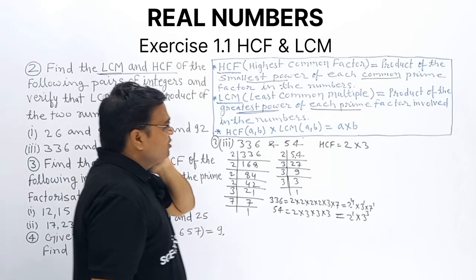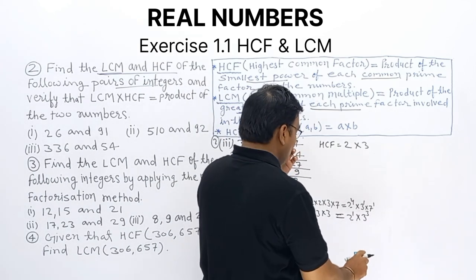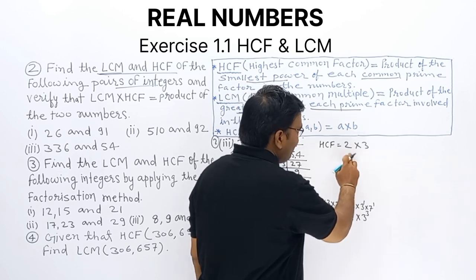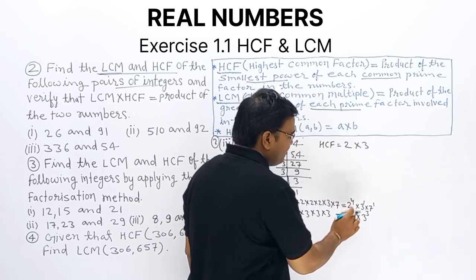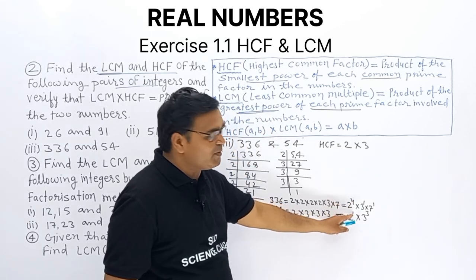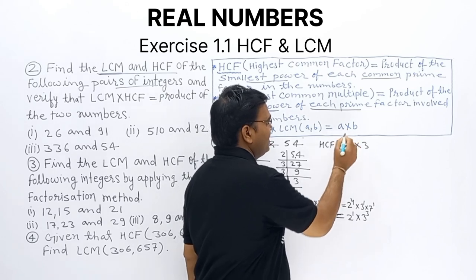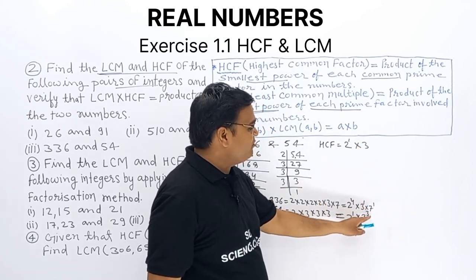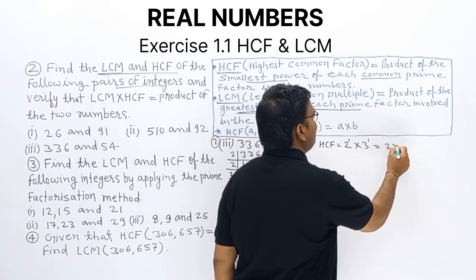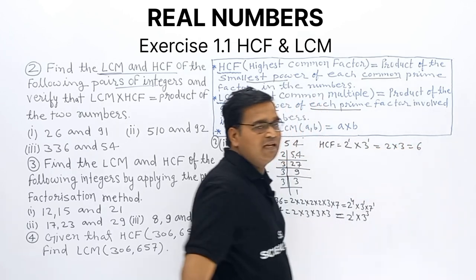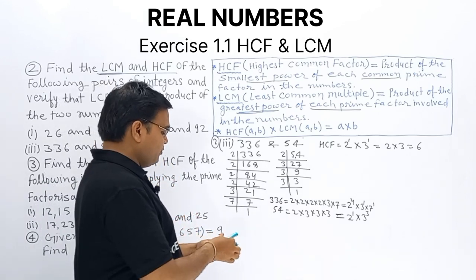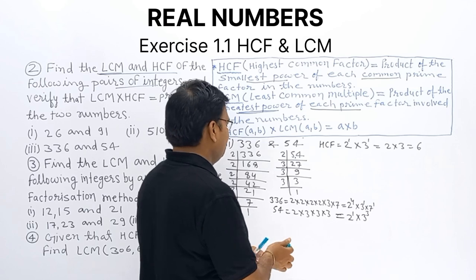So common ones are what? 2 and 3. 2 and 3 are the common ones. So smallest power of 2: it is having 4 power but the other is having only 1 power. So smallest one, सबसे छोटी जो पावर, यहाँ पे 4 है, यहाँ पे 1 है, हम छोटी पावर लेंगे. So 1. यहाँ पर 1 है, यहाँ पर 3, we will not use 3, we will use 1, like this. So this can be written as 2 into 3, and this will be 6, and 6 is the HCF.